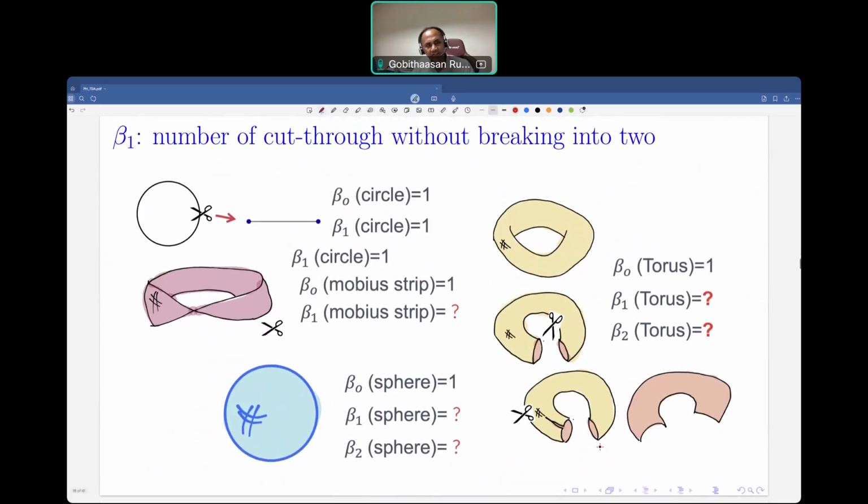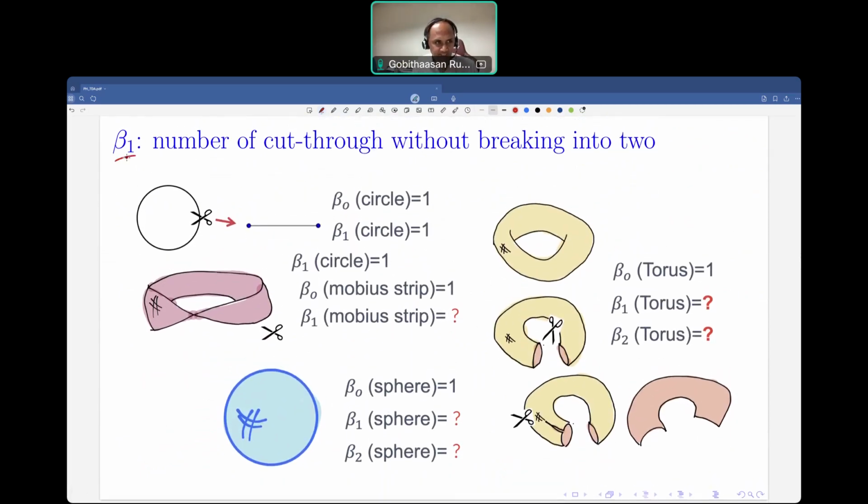Okay, the way to compute Betti 1 is nice. You can play with the idea of physically cutting the object and see how many times you can cut in such a way that you will not make it into two. For example, if you take this circle, let's say this is a string made into a circle, you can cut once and the circle will become a line like that. So it did not break into two pieces, right? It was still intact as one.